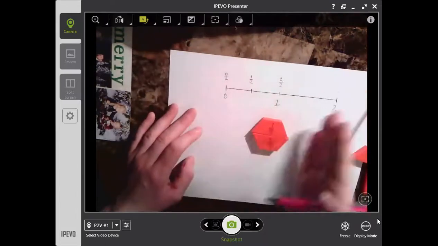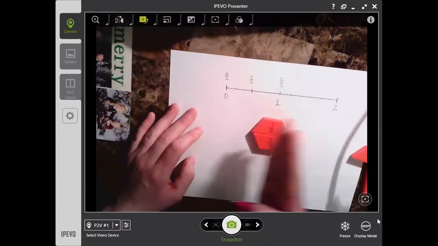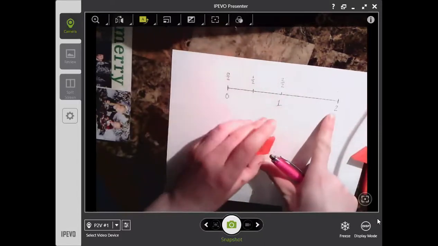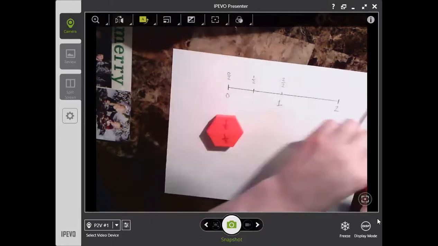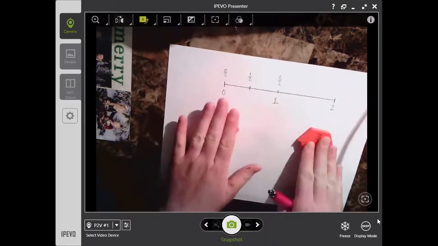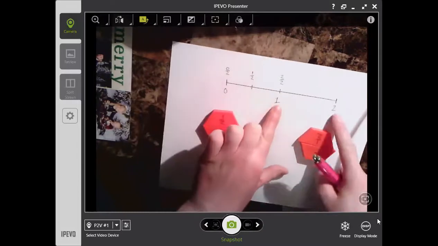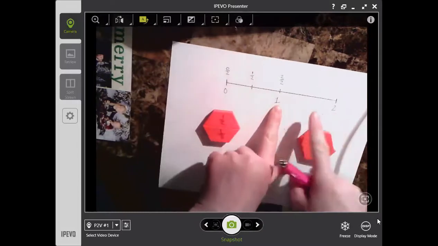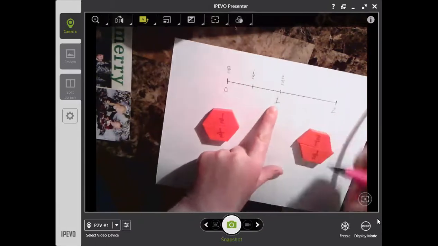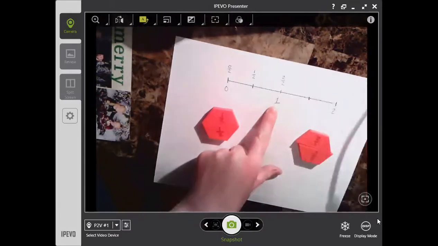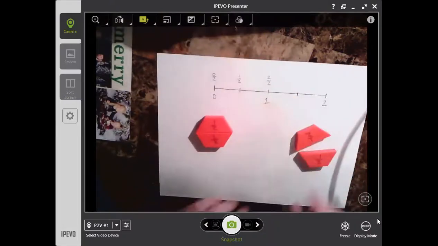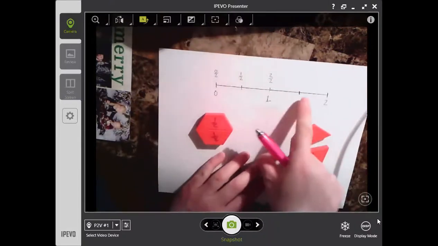Now I have to continue, right? I have to go all the way from 0 to 2. So between 1 and 2, I know here's my 1 whole, and here's my 2 wholes. In order to get from here to here, I have to split our number line a little bit. So I want this number from 1 to 2 to be split into halves. I'm going to cut it right in half, and I should have 2 equal pieces, just like I have 2 equal pieces right here. So I have an equal piece here and here.